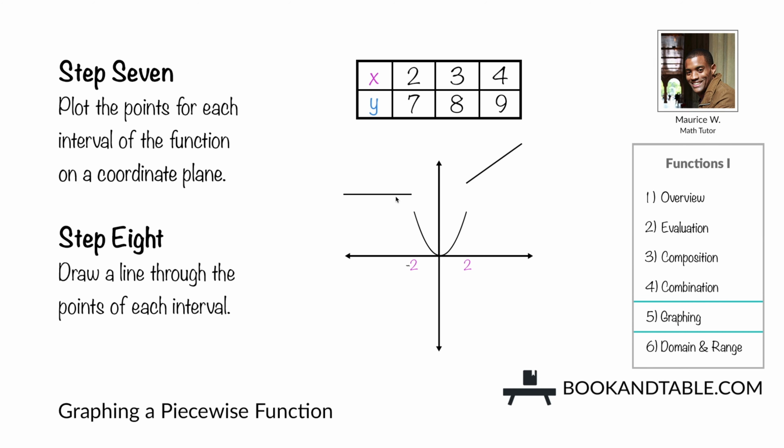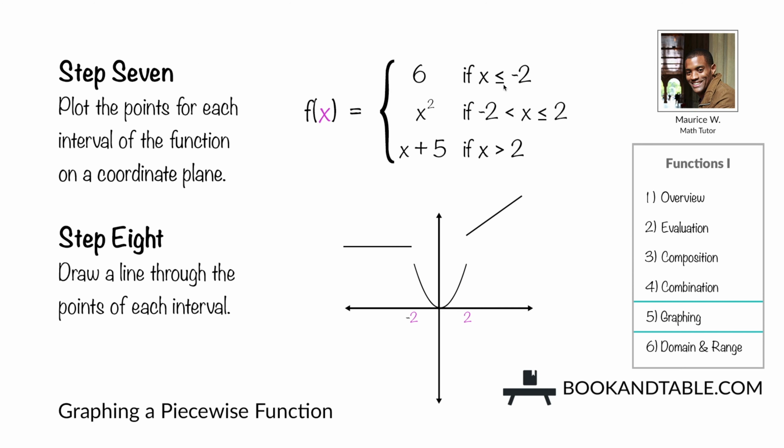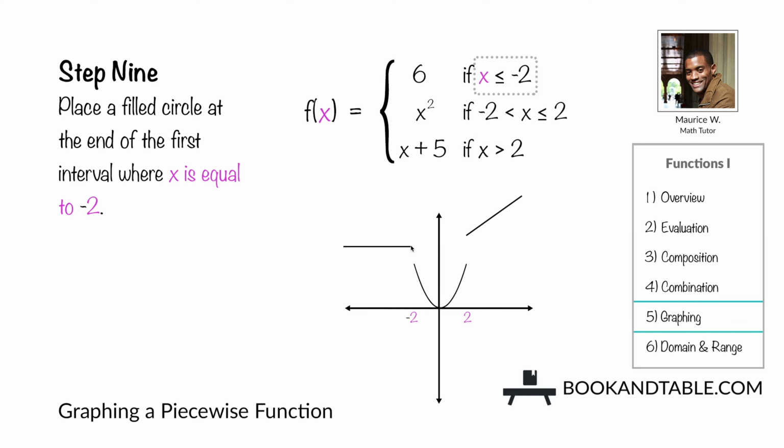And now that we have a sketch for all 3 intervals of this piecewise function, we want to take a look at the less than and greater than signs in the piecewise function to help us determine what types of circles we should add to the ends of each interval. So step 9, place a filled circle at the end of the first interval where x is equal to -2. This is because here it is x is less than or equal to -2. So at -2 along the x-axis, it is the first interval that has a filled circle.